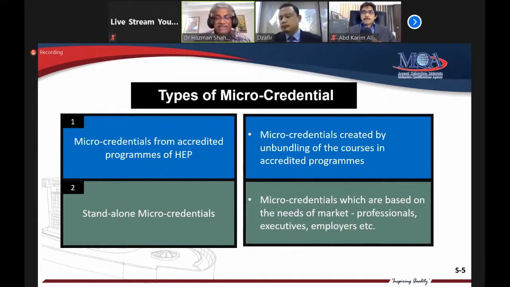But if you are someone who wants to immediately launch a micro-credential that is a component of this unbundling of your accredited program, then that's the first category. This is from the accredited programs. But because it is from the accredited programs, there will be some limitation or conditions in order to enjoy or continue to enjoy the accredited status. So the choice is there for you to design.